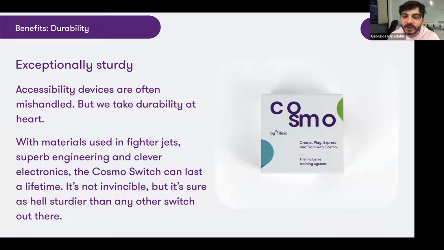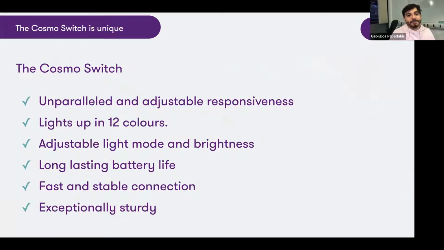Just to give you an example, if you hit the device really hard and you affect the sensor, the device has a way to understand it and it calibrates, it corrects part of the damage you have done. So this ensures that it stays with you for as long as possible. So this is a very brief introduction of the unique features of the Cosmo Switch.